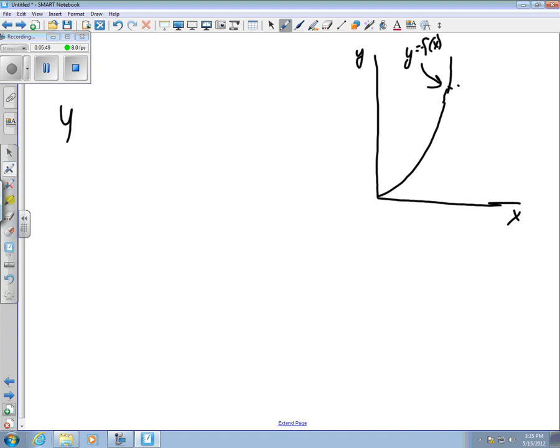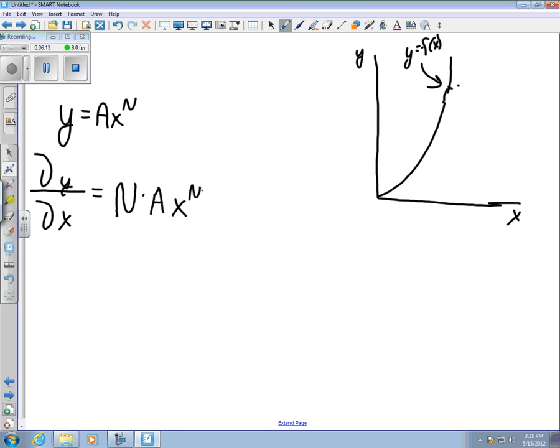So if we have something that is y equals a times x to the nth power, then the slope of that, dy dx, is fairly straightforward. You take the exponent down, that's n, keep the a where it is, the x where it is, and subtract 1 from the exponent. That's all there is to it.